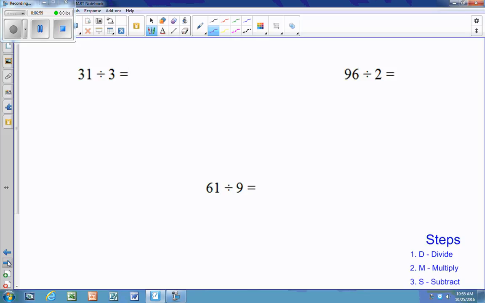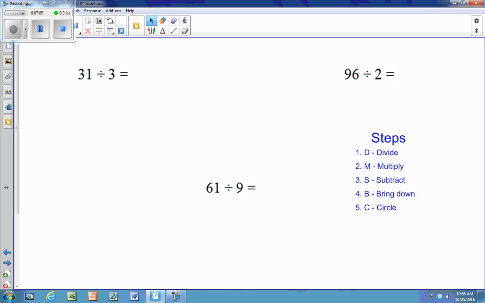Next, now I have my paper, and my steps are all the way over here. So I'm going to just move them up a little so you can see them. We divide, multiply, subtract, bring down. Remember, does McDonald's sell burgers? So we're going to do 31 divided by 3.